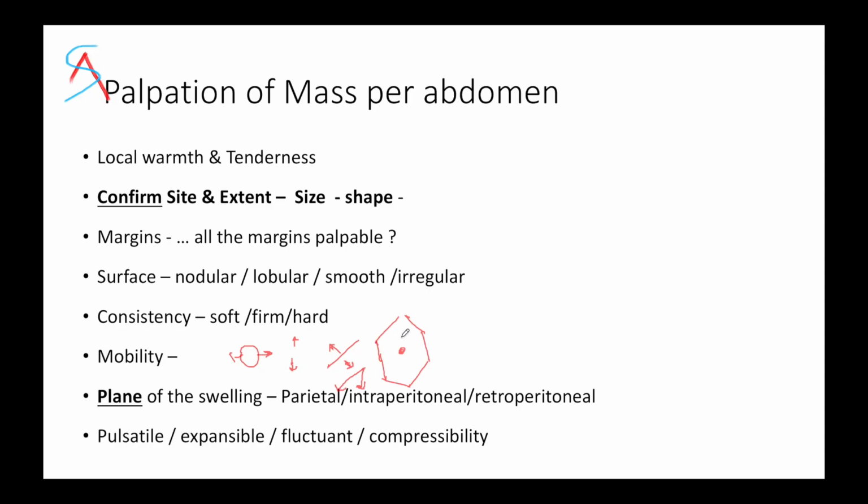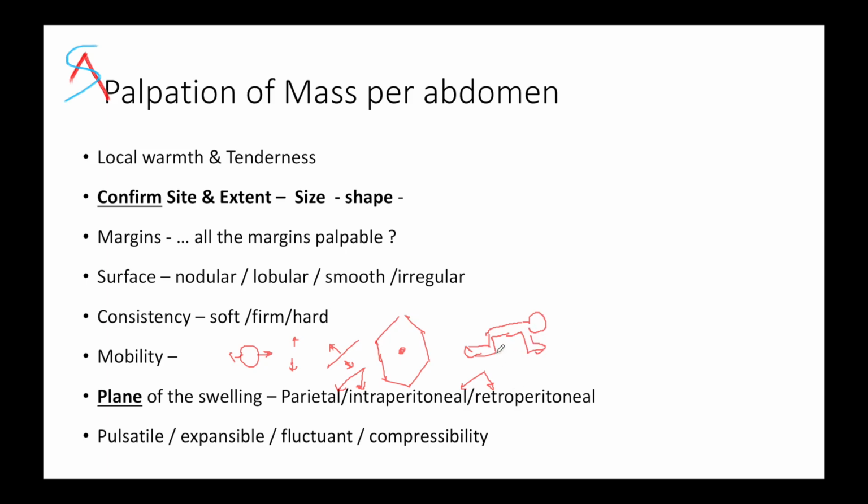If the mass is above the umbilicus, then you can tell the patient to raise her head. If the mass is below the umbilicus, you can tell the patient to raise her legs. If the mass is on the flank side, you can tell the patient to do Valsalva maneuver. If the mass becomes prominent, it means the mass is parietal. If the mass does not become prominent on raising head or limbs or doing Valsalva maneuver, it means the mass is intraperitoneal. To differentiate between intra and retroperitoneal, what was done was the knee and elbow position.